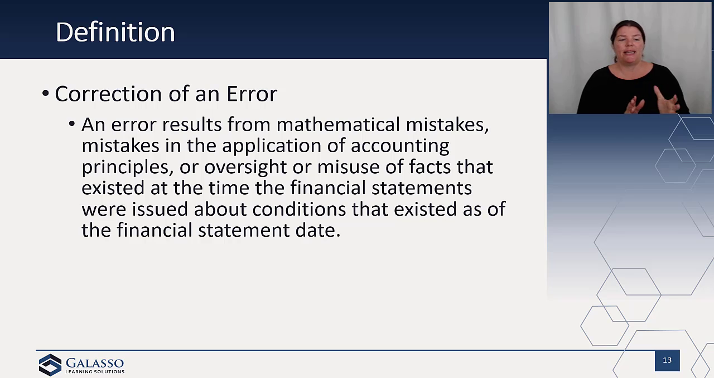The other type of change here is a correction of an error, right? So this is going to be an error that results from either mathematical errors, mistakes in how we applied an accounting principle, or oversight or misuse of facts that existed at the time the financial statements were issued. And when we think about that, these are facts that could reasonably be expected to have been obtained and taken into account. So they provide a little bit of guidance here. So a change from something that is not GAAP to GAAP is a correction of an error.